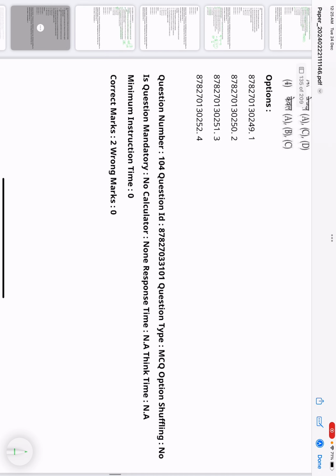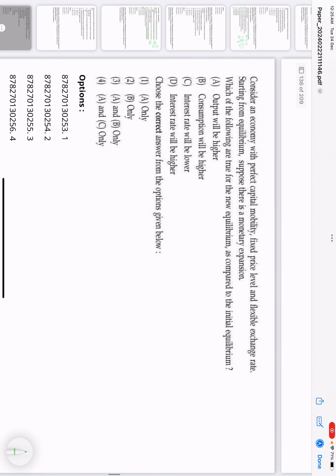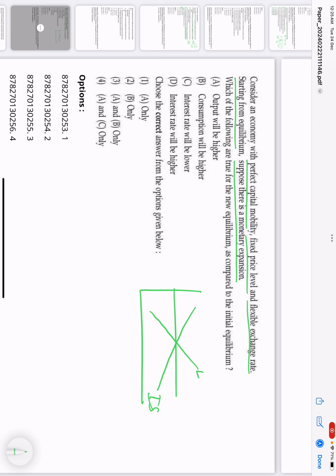Now the 104th question. Consider an economy with perfect capital mobility, fixed price level, flexible exchange rate. Starting from an equilibrium, suppose there is a monetary expansion. So we are talking about a flexible exchange rate and perfect capital mobility. This is IS, this is LM, this is the balance of payments curve, with Y and i on the axes. There is monetary expansion. It shifts to LM dash. Interest rate falls, and there is a flexible exchange rate with a fall in the interest rate.